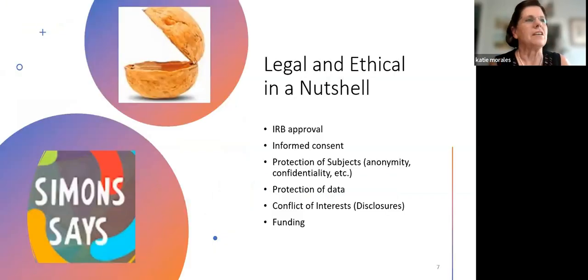So in a nutshell, I always tell my students, we can't do anything till Simon says, and Simon is IRB. We can do nothing until Simon says. So we have to have IRB approval. And then the next person that we can't do anything till they say is the participant. So we have to get informed consent from our participants. IRB is all about protecting the subjects.